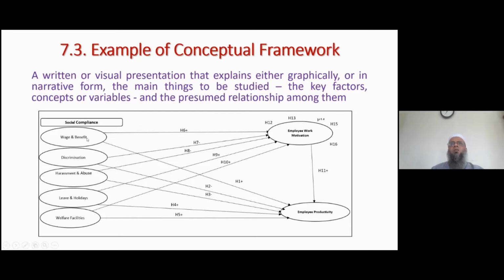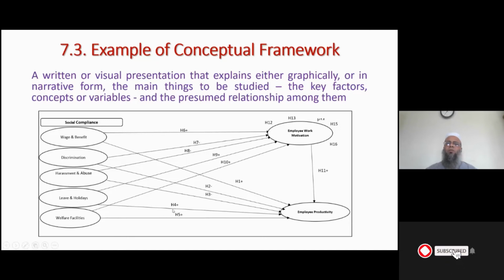Sometimes there are two schools of thought. One school of thought says that we have to give the definition from an existing definition given by somebody, and another school says no. Since this study is newly done by the researcher, he himself has to give the definition of that particular variable. So you can give your own definition, or you can use others' definitions in your study. Discrimination, harassment, abuse are all different concepts.